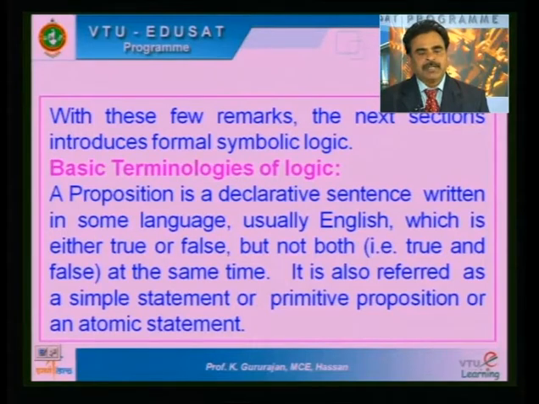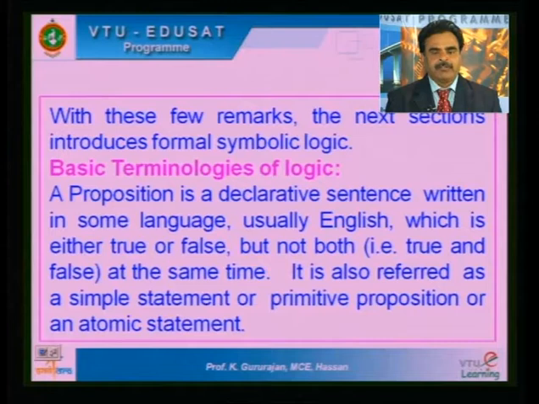To begin with, I told you what a proposition is. A proposition is a declarative sentence written in some language, usually English, which we follow. The statement written is either true or false, but it cannot have both at the same time. Such a statement is called a primitive proposition or an atomic statement, simply a proposition. Clear to you?